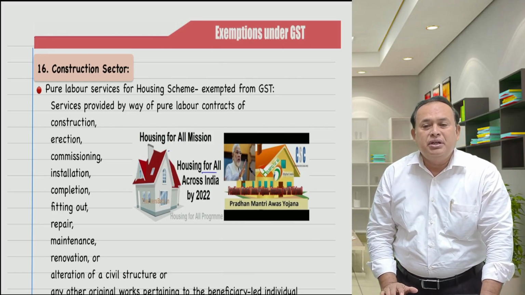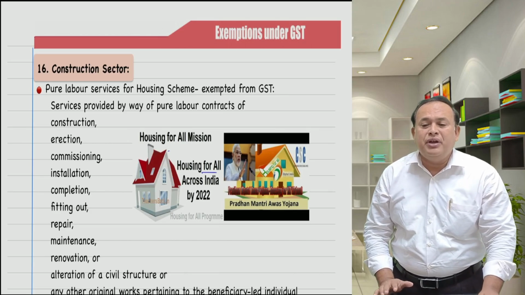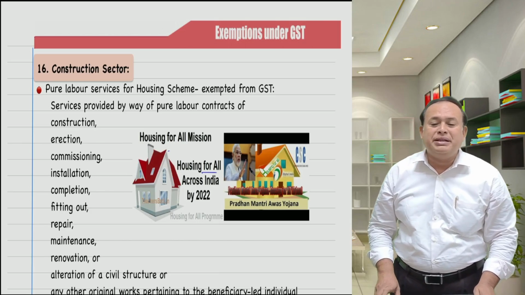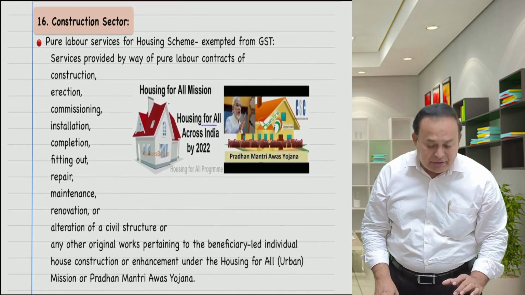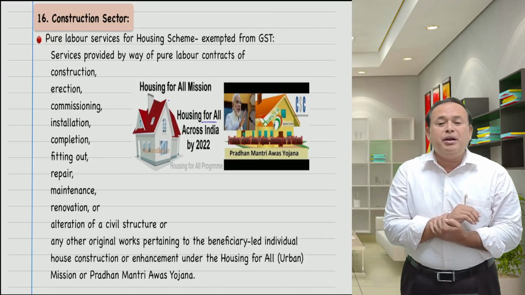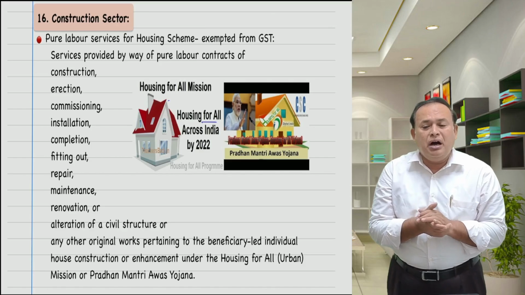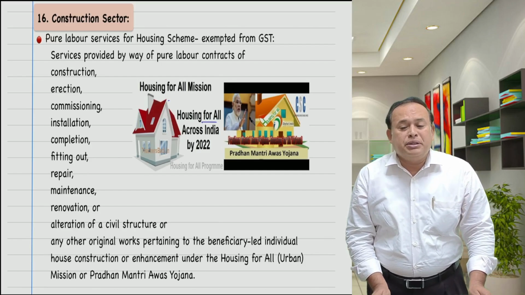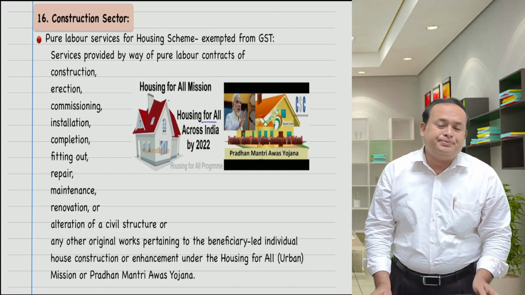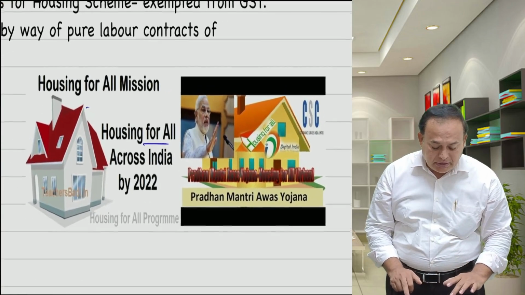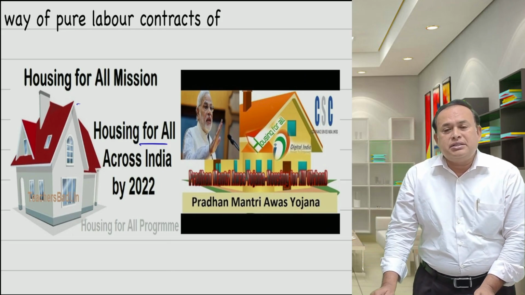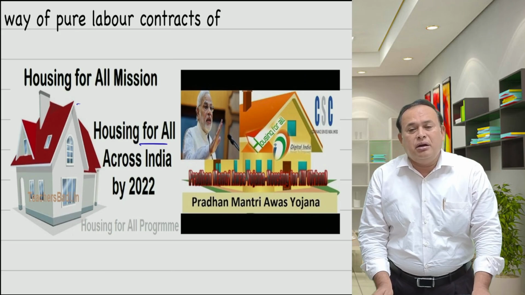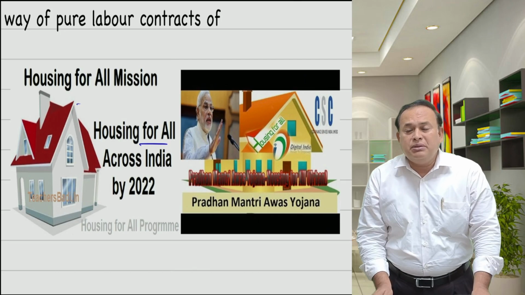for housing schemes are exempted. Services provided by way of pure labor contract of construction, erection, commissioning, installation, completion, fitting out, repair, maintenance, renovation, or alteration of civil structure or any other original works pertaining to beneficiary-led individual house construction or enhancement under the Housing for All Urban or the Pradhan Mantri Urban Awas Yojana. Simple to say that construction, renovation, commissioning, alteration in relation to Housing for All Urban Mission or Pradhan Mantri Awas Yojana scheme.